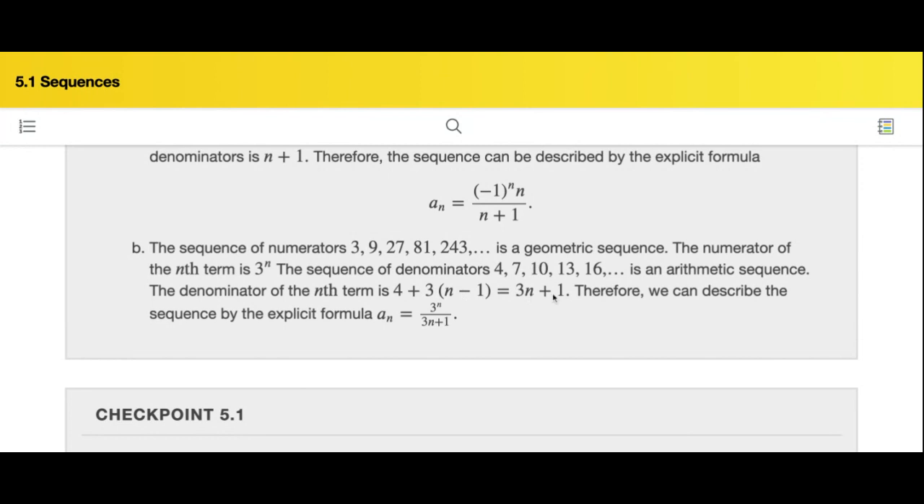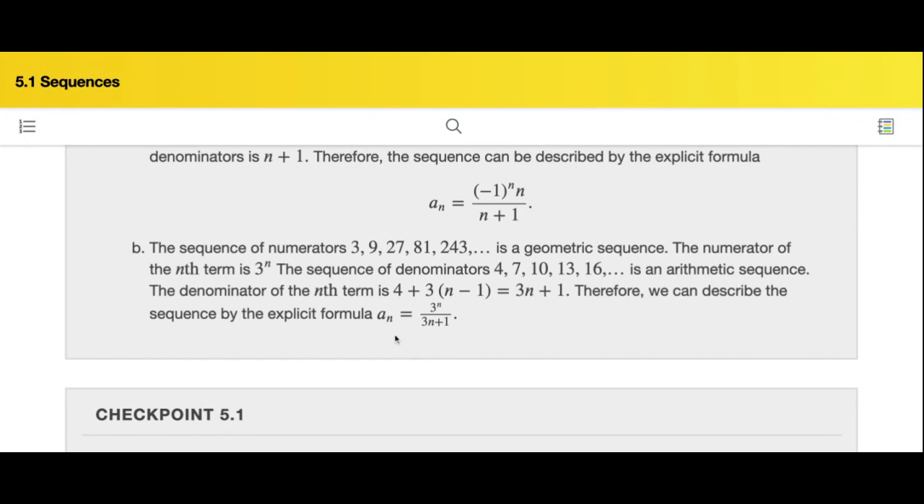So the nth term can be represented as 3 raised to n as the numerator. The numerator is a geometric sequence or exponential function, and the denominator is a linear function, right? Or arithmetic sequence. So the nth term is a rational function. It's not a rational function, right? It's not a rational function. So I'm going to make a lot of nonsense today. My head really hurts.